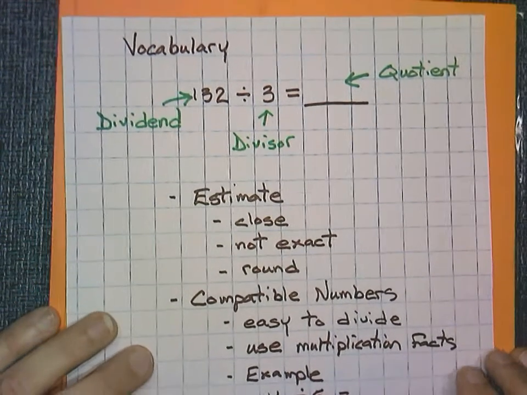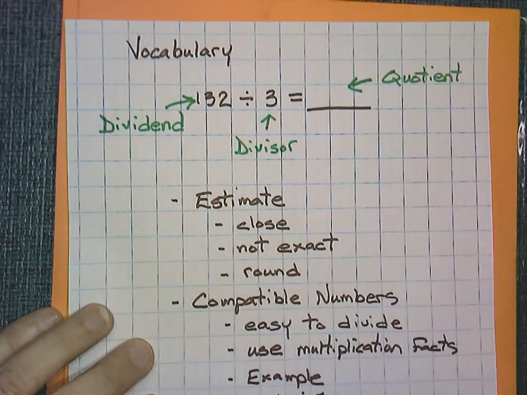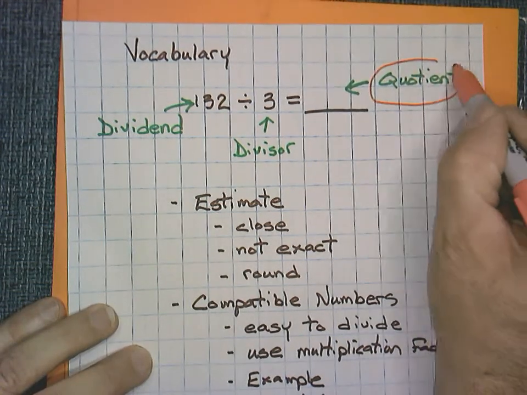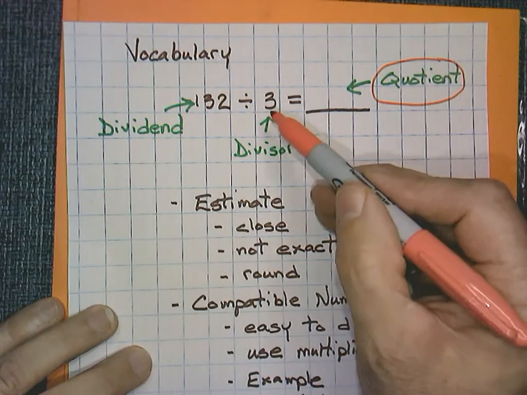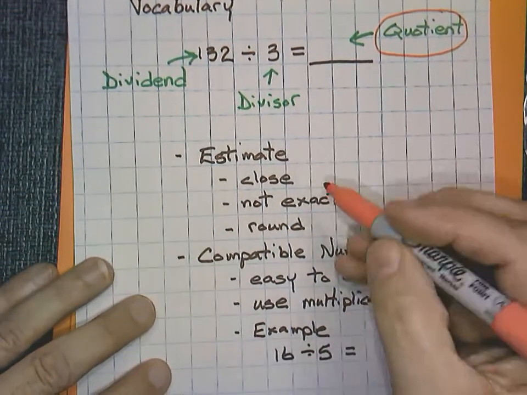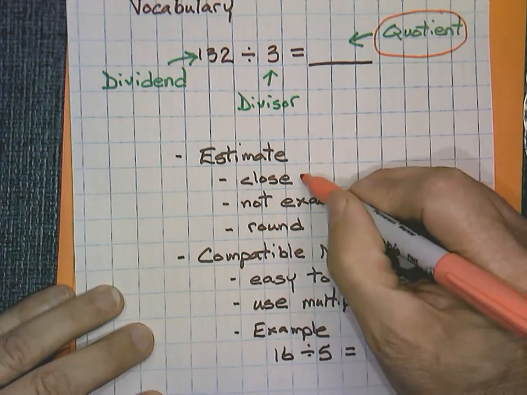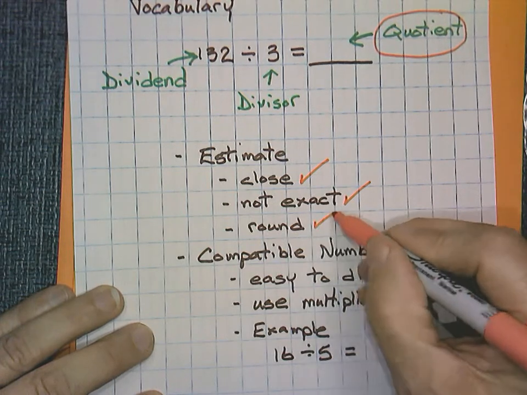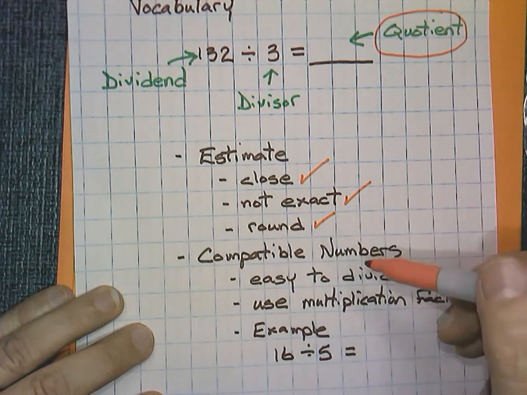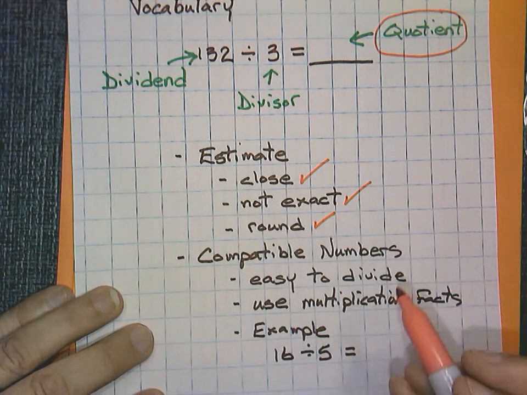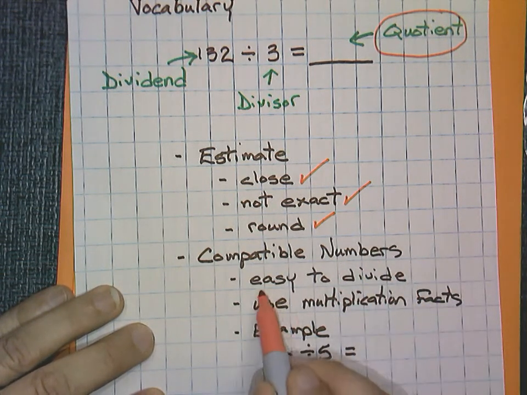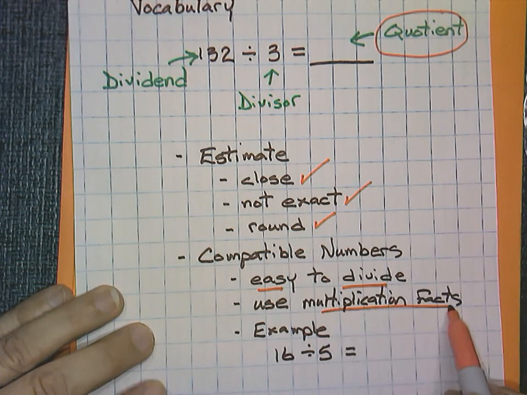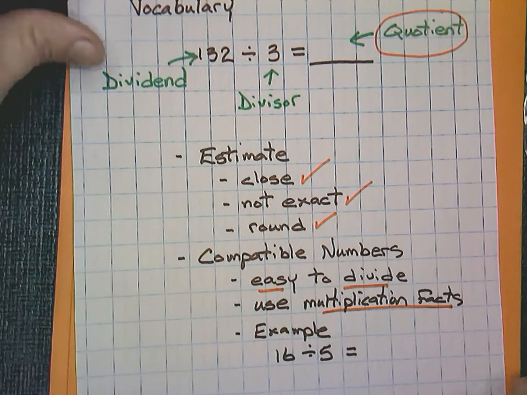You have some vocabulary for this lesson. When we talk about estimating quotients, we're talking about the answer to a division problem. Estimate in math means that we just have to get close. We do not need an exact answer. And usually we do use rounding when we're adding, subtracting, and multiplying. Compatible numbers is similar. Compatible numbers are numbers that are easy to divide. Usually we can use our multiplication chart or our facts to find that.